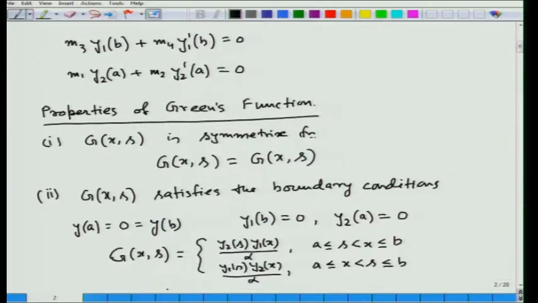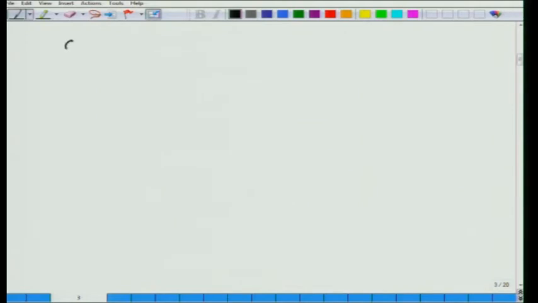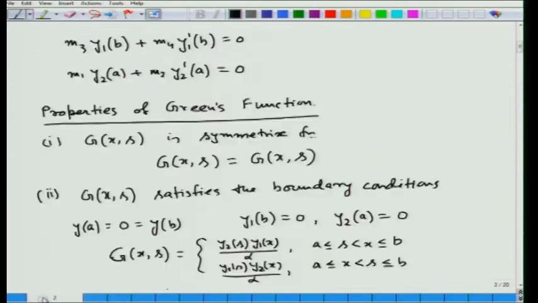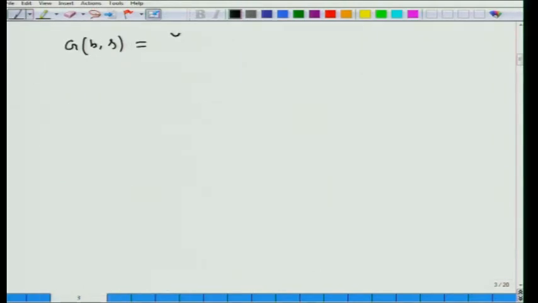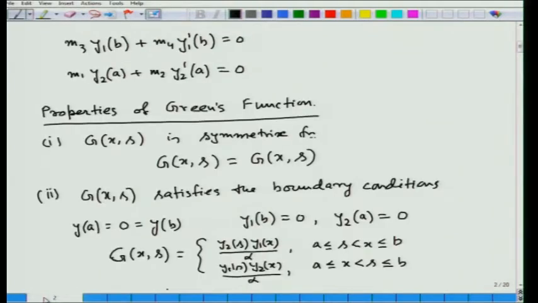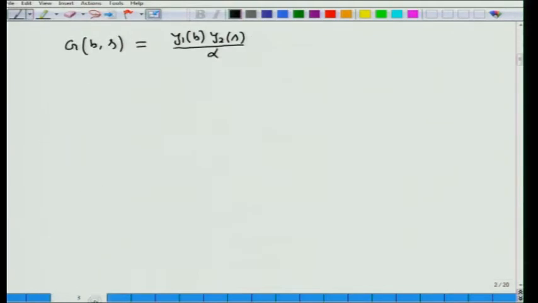So, when you are substituting x equal to b in the Green's function, g of b comma s, that means we are substituting x equal to b, and from this definition x equal to b is allowed when g of x comma s is equal to y 2 of s times y 1 of x divided by alpha. So, this will come out as y 1 of b times y 2 of s divided by alpha, and already we have mentioned that y 1 of b equal to 0. So, therefore, this is equal to 0.